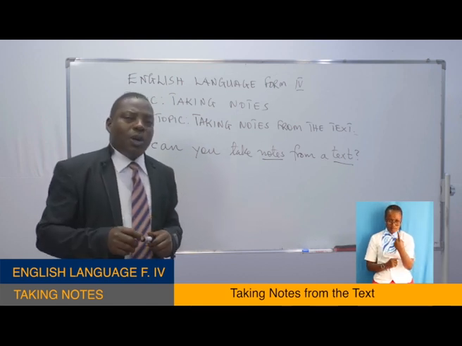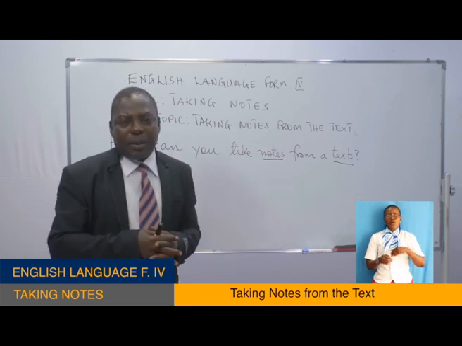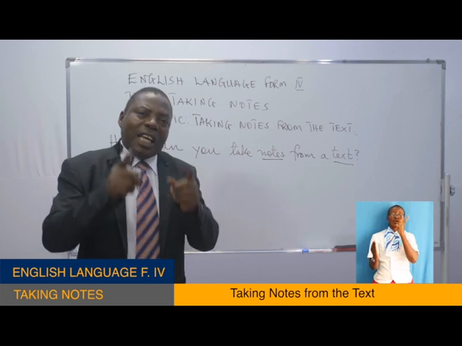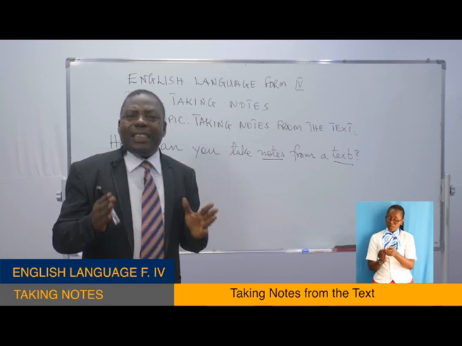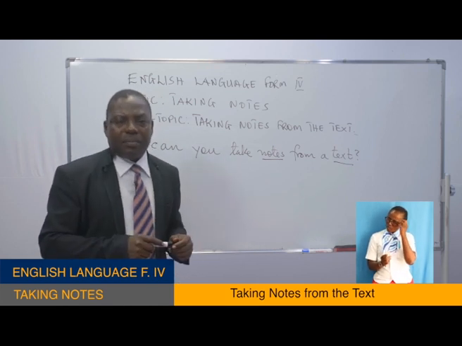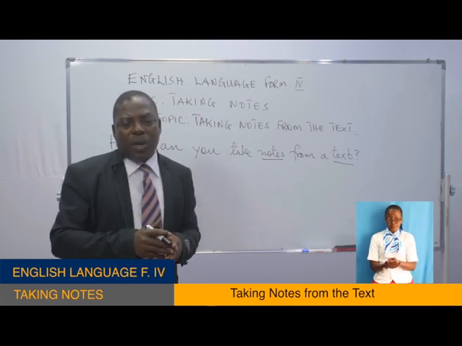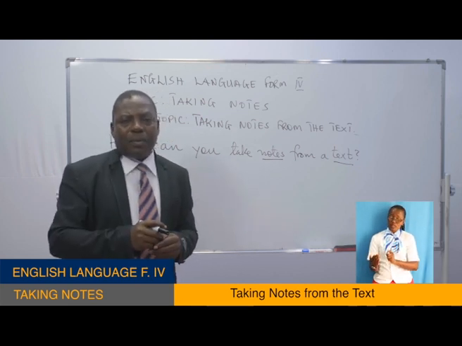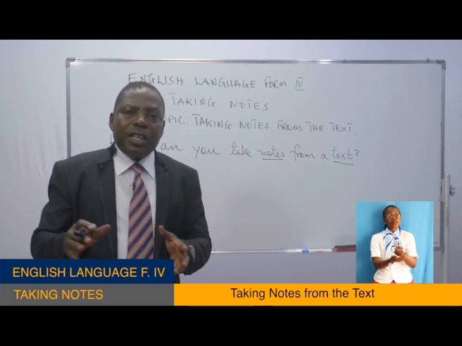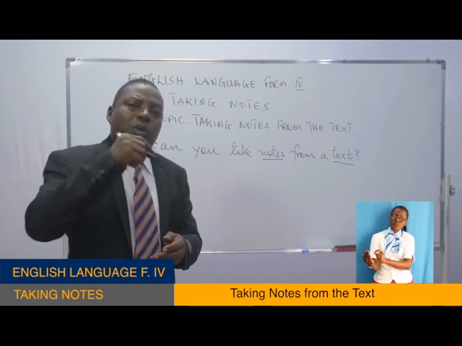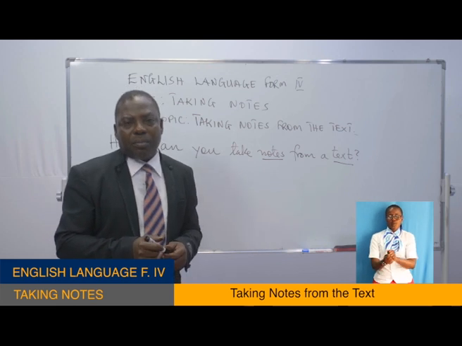First of all, you're supposed to read the text thoroughly. You have to read the text carefully. When you are reading it, try to understand the main points. When you understand those main points, you need to take them down. You write down only main points. So as you read, you have to list or write down each important point that you come across.